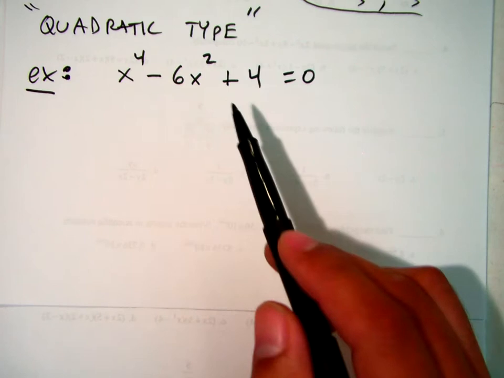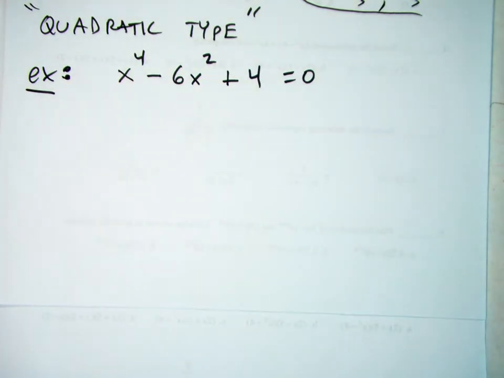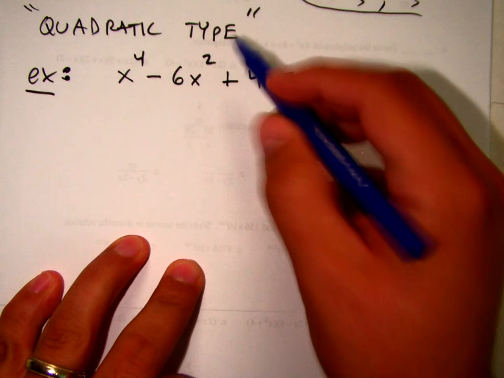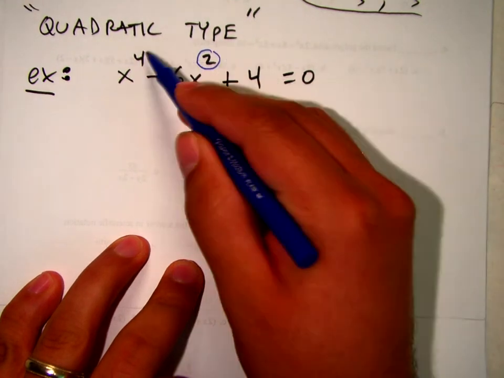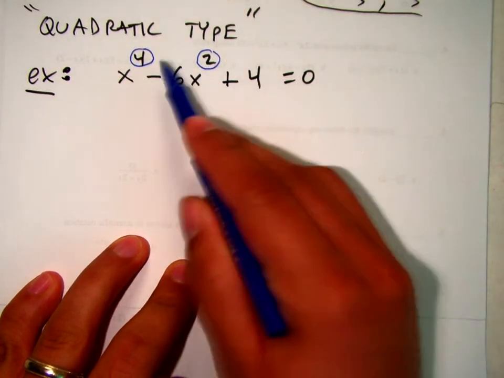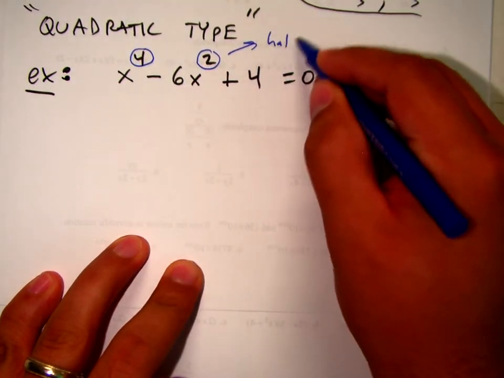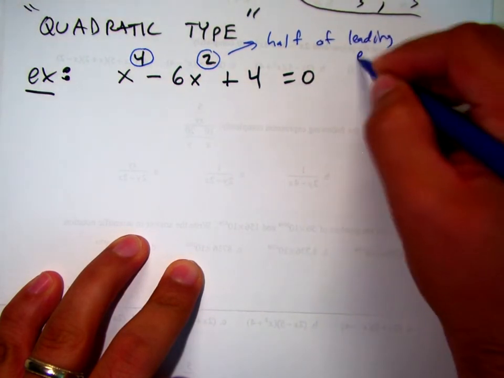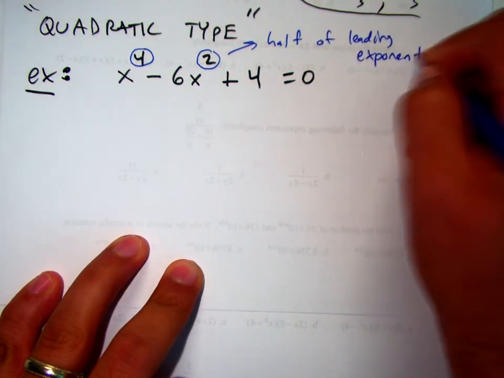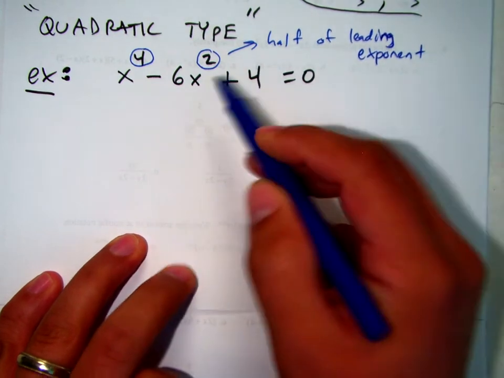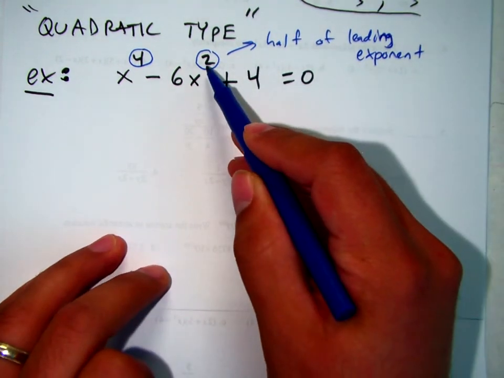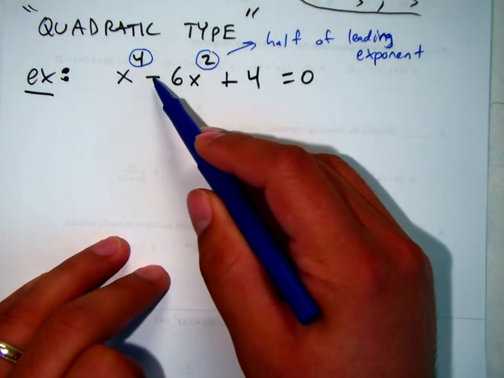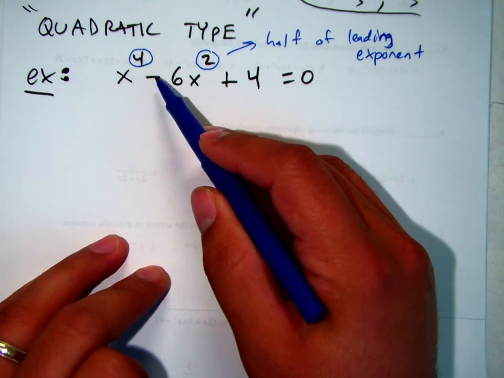But what we mean by quadratic type is that this exponent is always what? Half of that. Yes. It's half of the leading exponent. And as long as that condition is met, as long as this is half of that one, you can always treat it like a quadratic equation. But first you have to rewrite it.